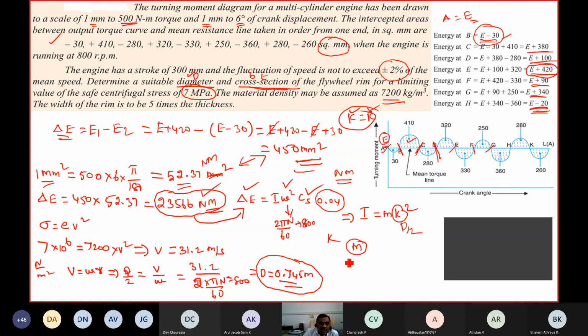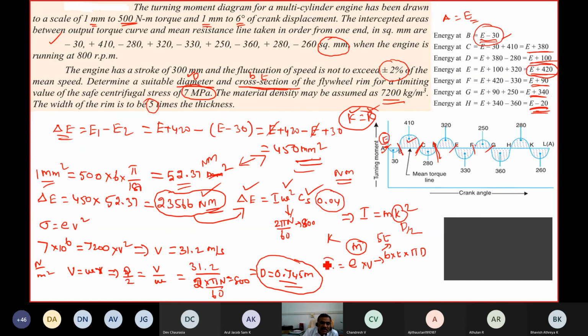From m you can calculate the value of dimensions. We know density is equal to, that is mass is equal to rho into volume. Volume is equal to b into t into πD. This is circumference, this is cross section area. What is b? b is equal to 5 times t. Already it is given. So here only unknown is t.